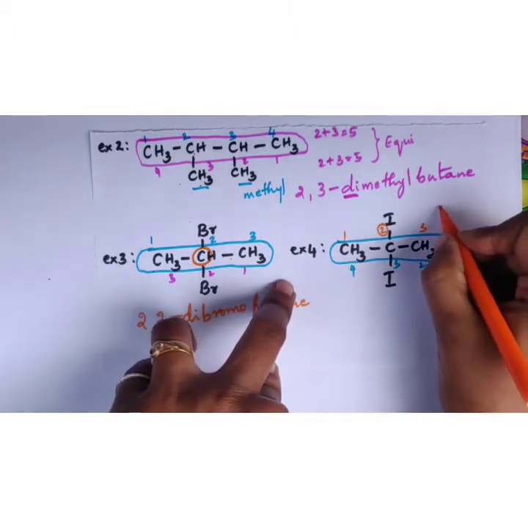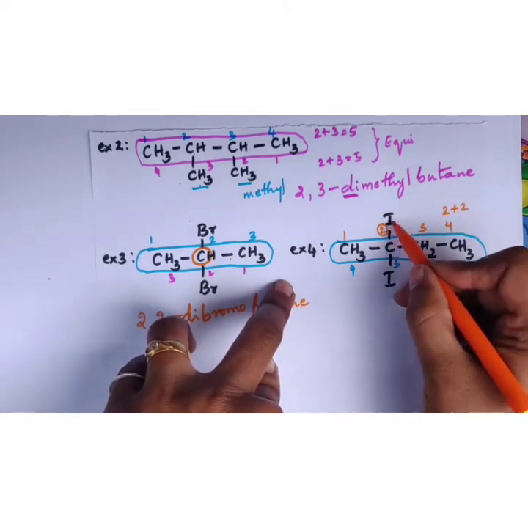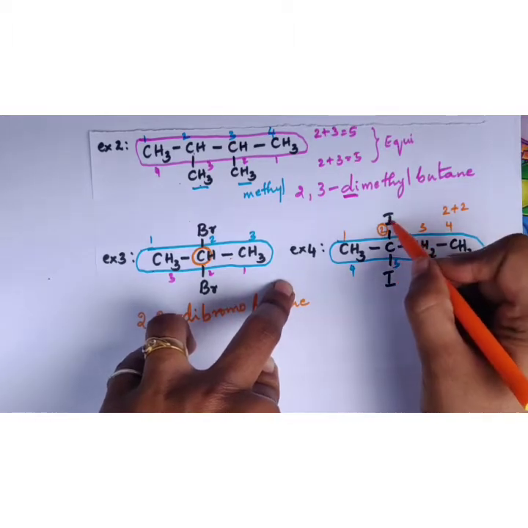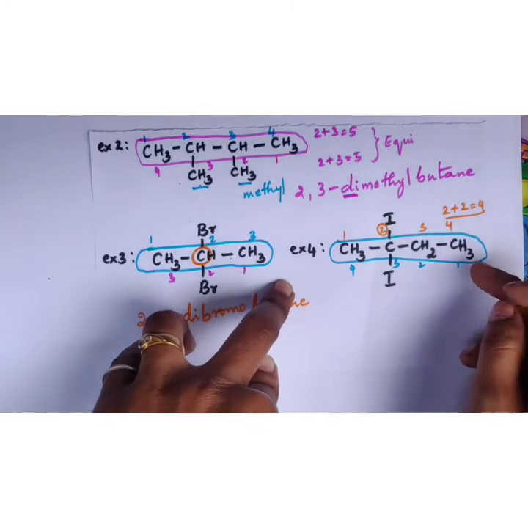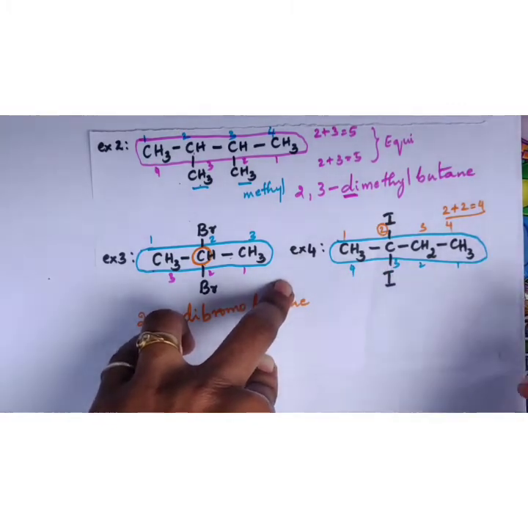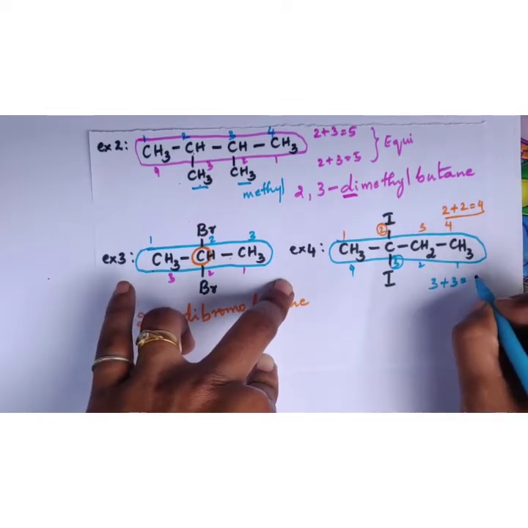So you can't simply take only 2. It is 2 plus 2 because at the second position, this iodo is attached as well as this iodo is attached. So it is total 4. If you go from the other side, that is whatever the blue color I have written, it is 3 plus 3, so it is total 6.